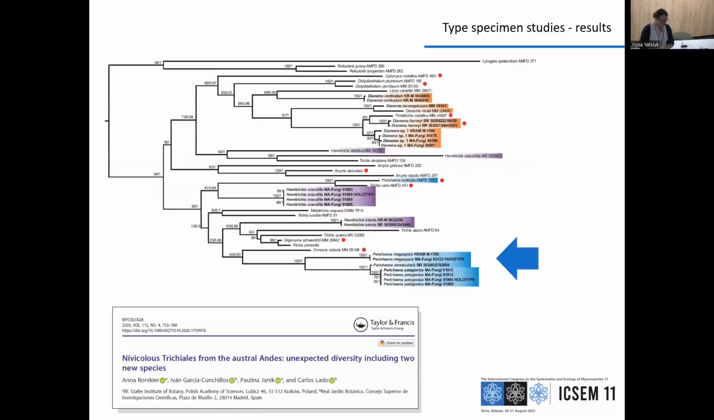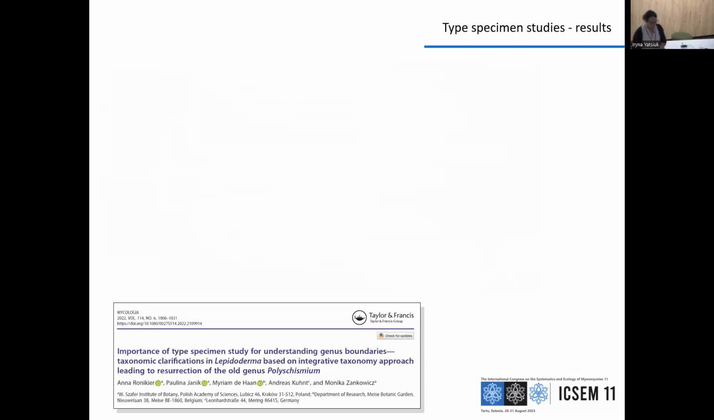And here you can see the two-gene phylogeny. And here is the paratype of Perigena megaspora, which is the sister lineage to the newly described species in this paper, Perigena patagonica and Perigena vermicularis. So we confirmed them to be independent species.